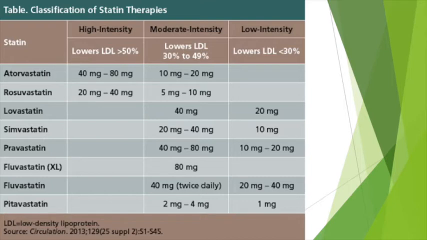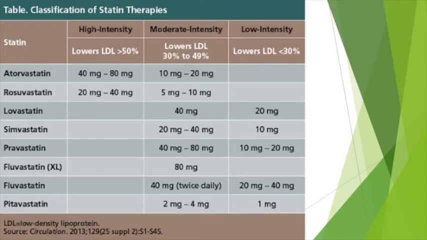Statins lower LDL by inhibiting the enzyme responsible for the synthesis of mevalonate from coenzyme A, which is the rate-limiting step in the synthesis of cholesterol. In a patient with a history of clinical ASCVD, guidelines recommend the use of a high-intensity statin. Statins are considered high-intensity if they lower LDL by more than 50% from baseline. These include atorvastatin, or Lipitor, 40 milligrams and 80 milligrams once daily, and rosuvastatin, Crestor, 20 milligrams and 40 milligrams once daily.